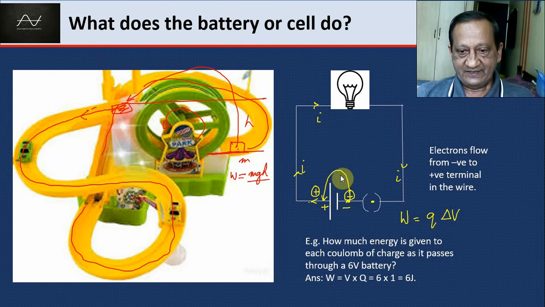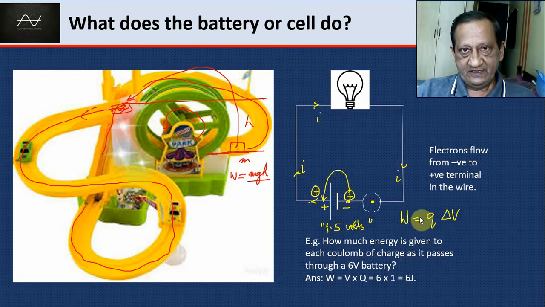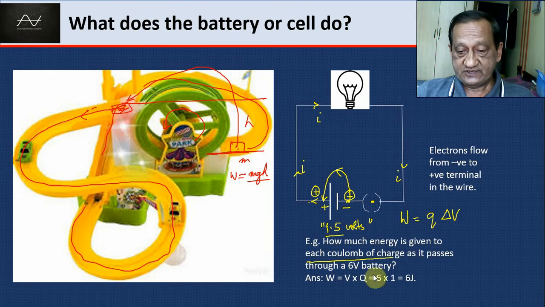So a battery would have written on its body a label, say 1.5 volts. 1.5 volts is the potential difference between its positive and negative terminals. Every time a charge Q is lifted from negative to positive, an amount of work is done by the battery, that is that charge multiplied by 1.5. So how much energy is given to each coulomb of charge as it passes through a 6-volt battery? That is the charge, 1 coulomb, multiplied by the voltage difference through which it was moved, 6 joules.